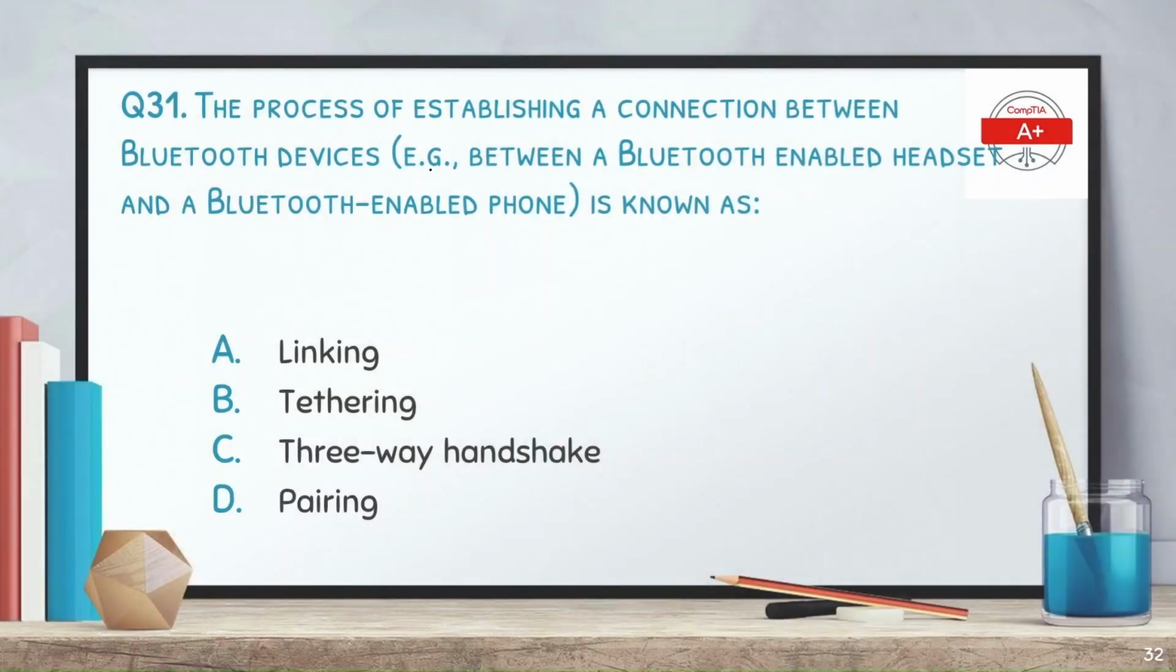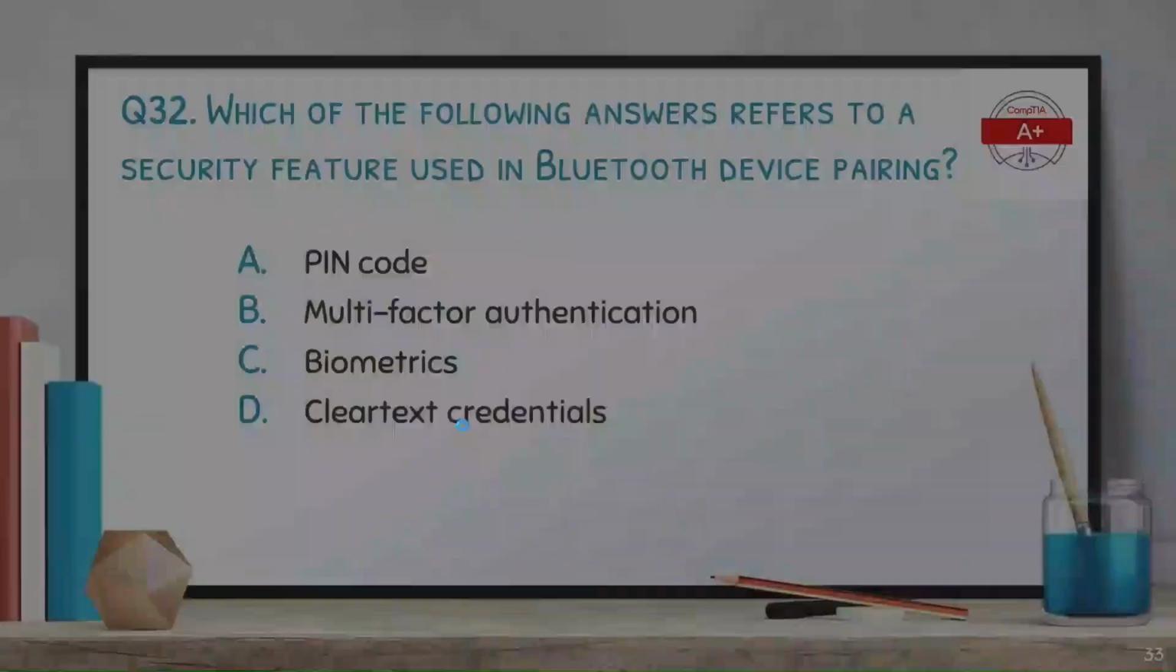Question number 31 is that the process of establishing a connection between Bluetooth devices, for example, between a Bluetooth enabled handset and a Bluetooth enabled phone, is known as, the options are A, linking, B, tethering, C, three-way handshake, and D, pairing. And the correct option is the pairing.